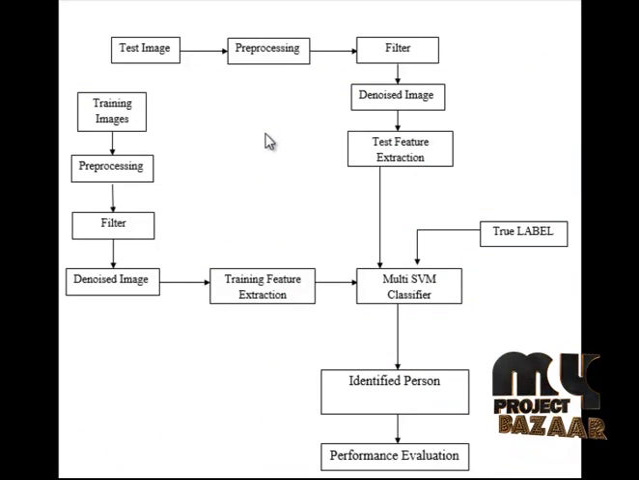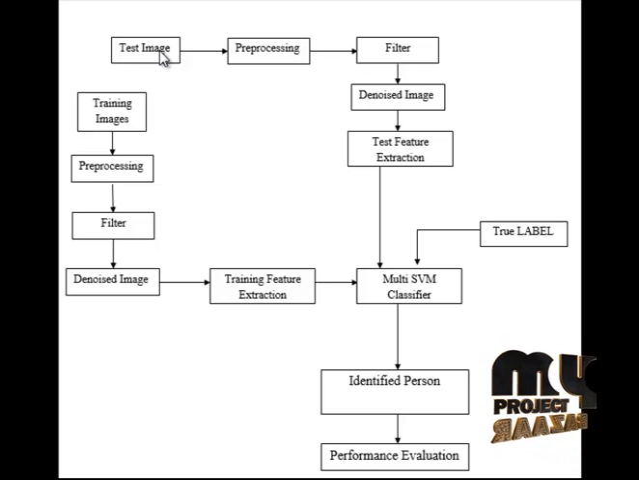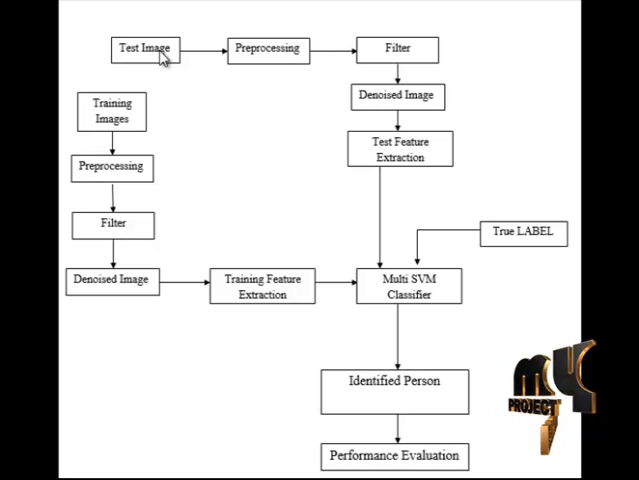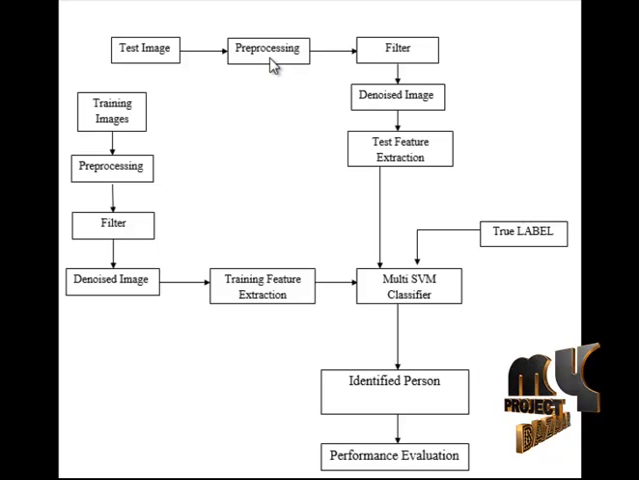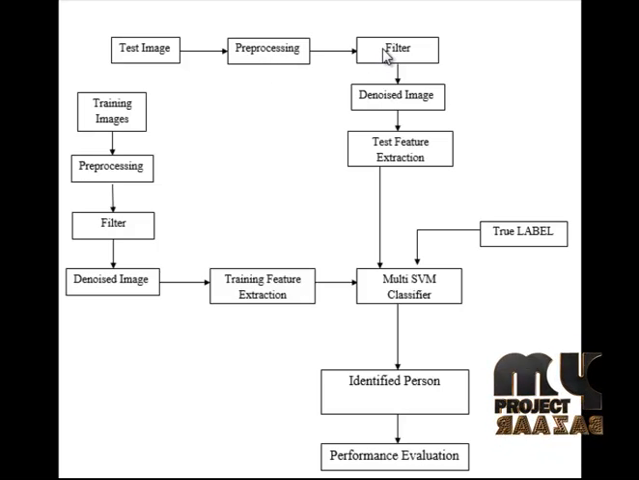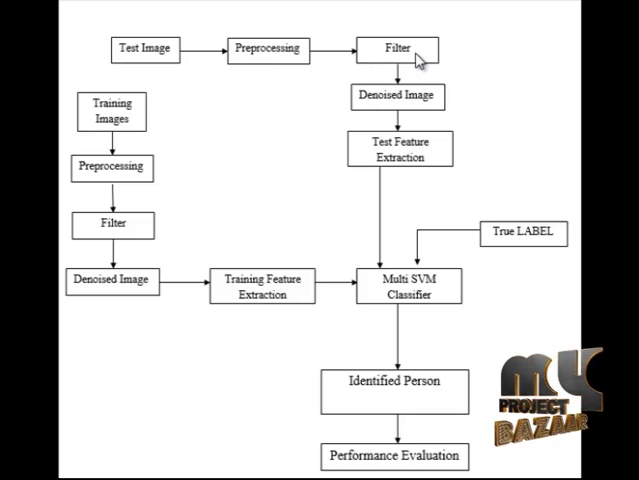This is the overflow of our project. It consists of test images and training images. Initially, we load the test image, which is to be recognized, and then the input image is pre-processed using the pre-processing block, where a filtering technique is used to remove the noise from the input image. The input image is loaded and then converted into a grayscale image. In pre-processing, we apply the filtering technique for the input image. Now we apply the median filter to the input image.